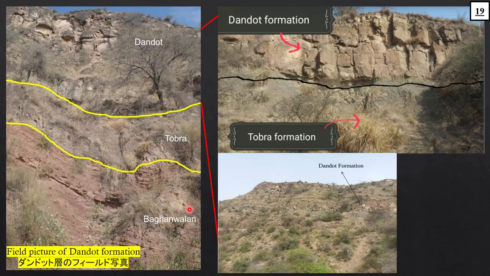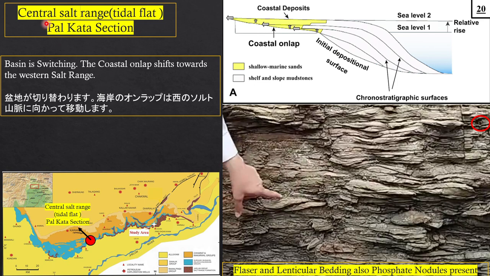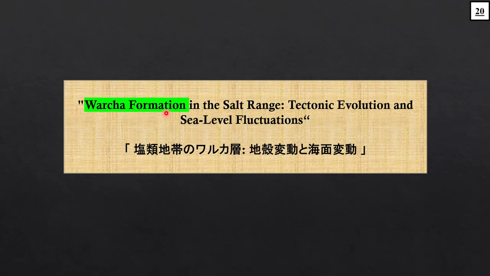So in the Pail Kata section near this area, which also represents the coastal onlap, we have the tidal flat setting. Why is it a tidal flat setting? Because we have flaser and lenticular bedding, and we have also found phosphate nodules which represent upwelling. The other formation is the Warchha Formation.